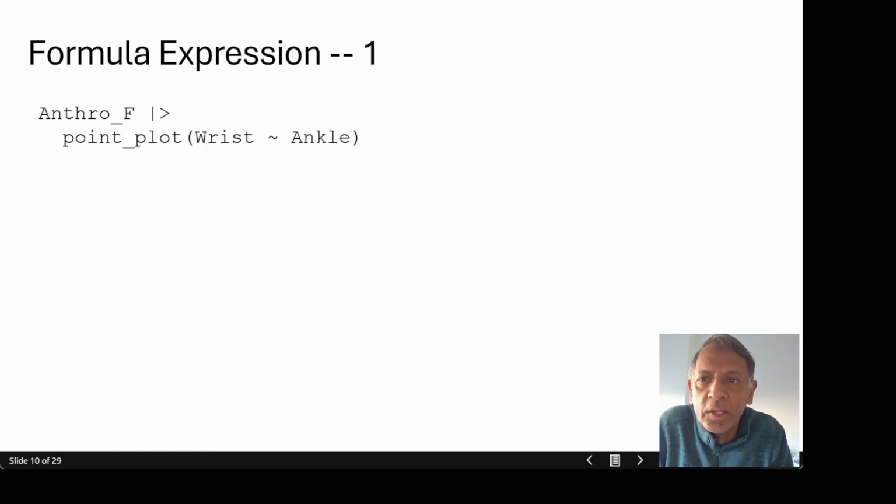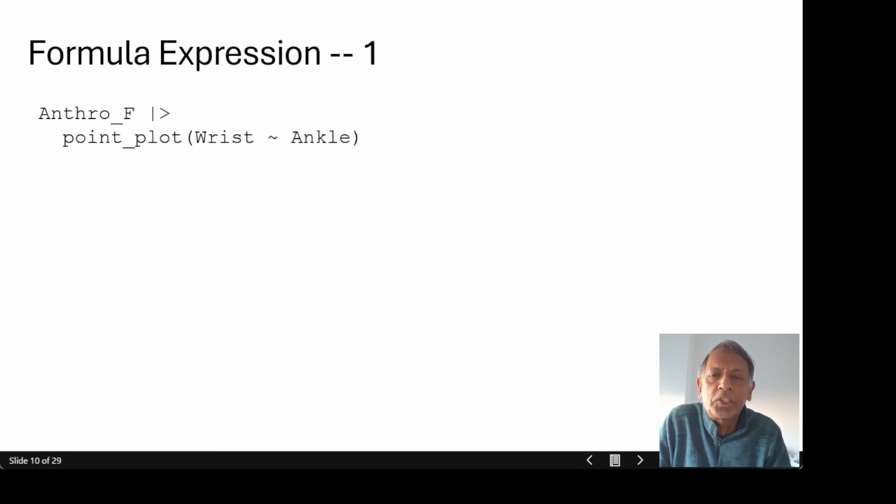So this is what we had done earlier: anthro underscore f, which is the name of the data frame. And then we use the pipe operator, which is the vertical bar followed by the greater than sign. And then we call the point plot function. Which means that we are taking this data frame, piping it into the point plot function, and then giving additional information about how we want the point plot function to behave.